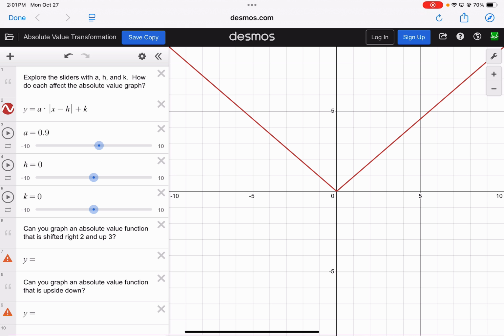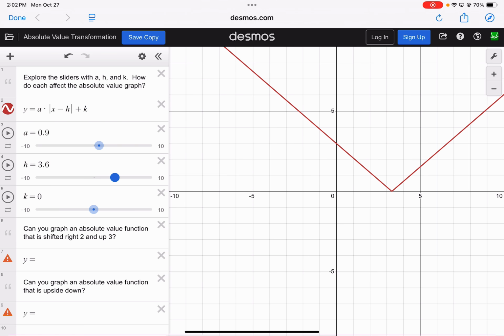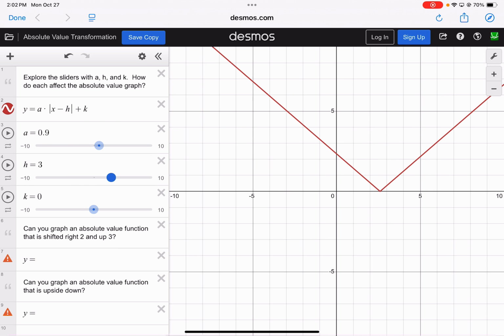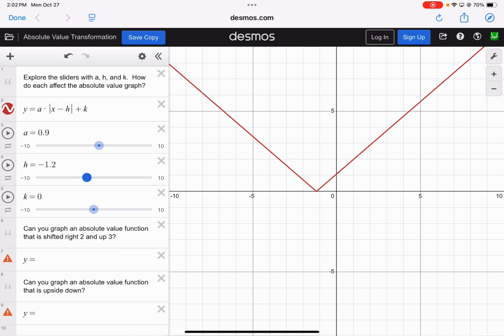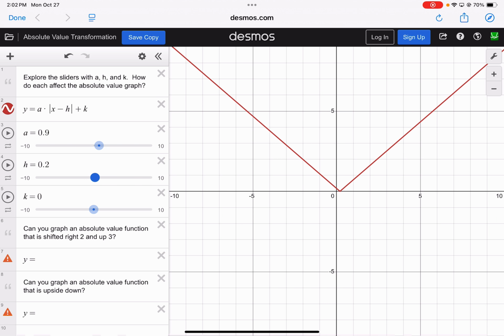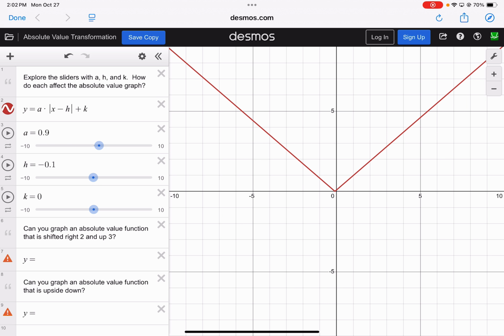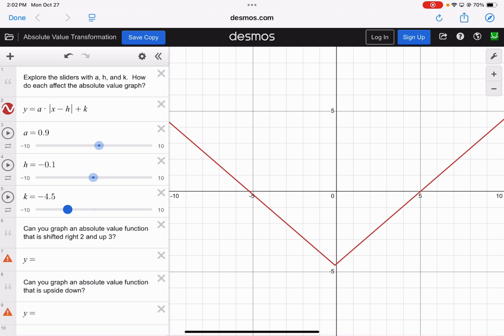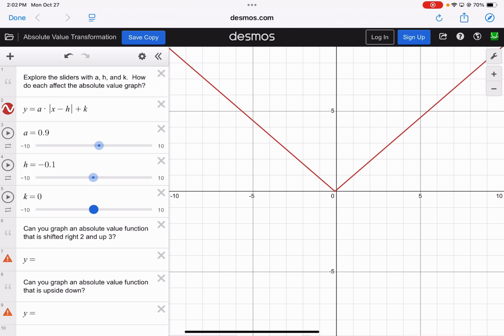Raise your hand if you can tell me how H affects our graph. It's like where the base point is. Okay, so I can move it right or left. Okay. And then what about the K? It moves it up and down.